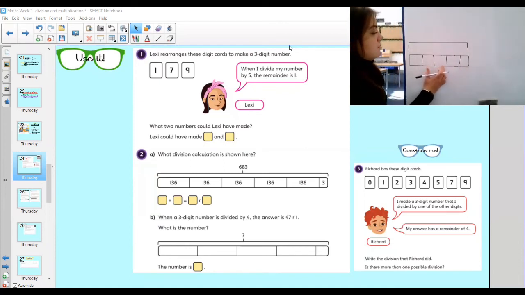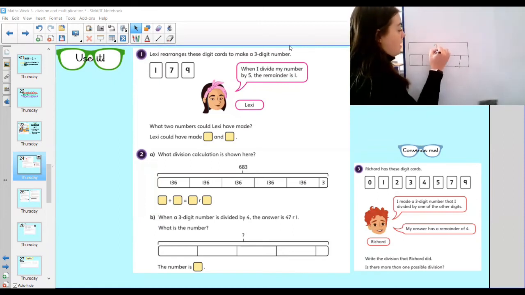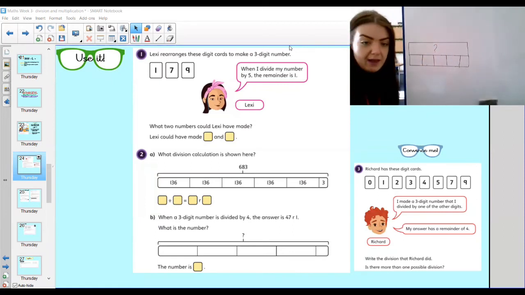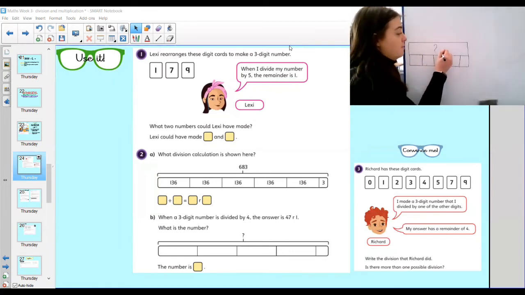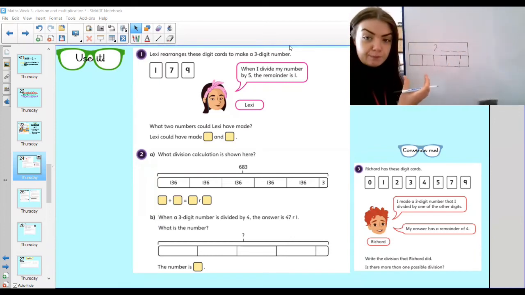Okay, so you can see here that I've set up this bar model and I want to work out what that whole is going to be. So this we know is going to be a 3-digit number. Let's have a little look at the information then. It's divided by 4. The answer is 47, remainder 1. So let's just have a look at that question above. You can see that the answer was 136, remainder 3. So they had 136, 136, 136, 136, 136, and then the remainder 3.